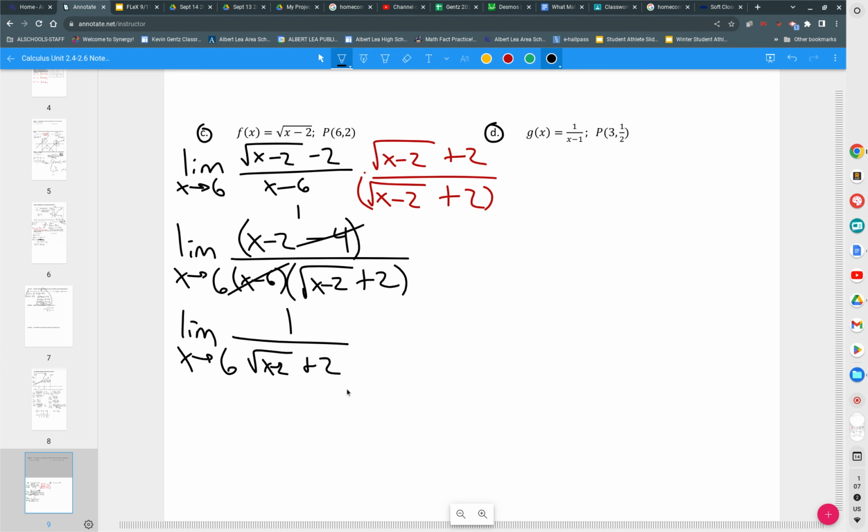Notice what we've talked about from the beginning. This is a discontinuous function, isn't it? It's discontinuous at what value? At 6. What did we do? We removed the 6, which was the discontinuity. We removed the discontinuity, and then we filled the discontinuity by plugging in 6, and we get 1 over 4.